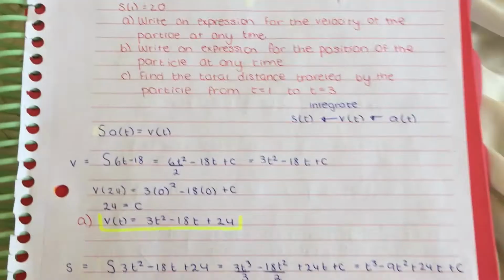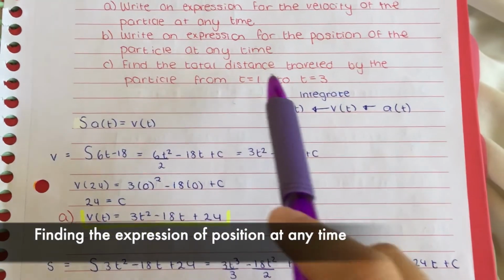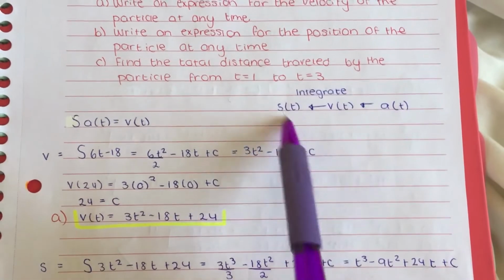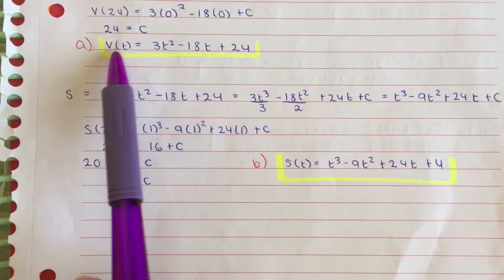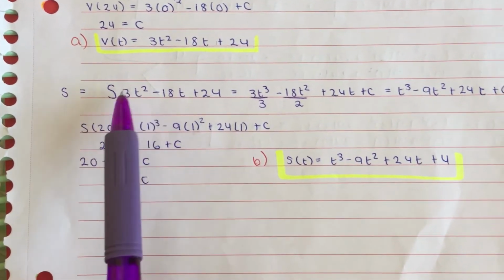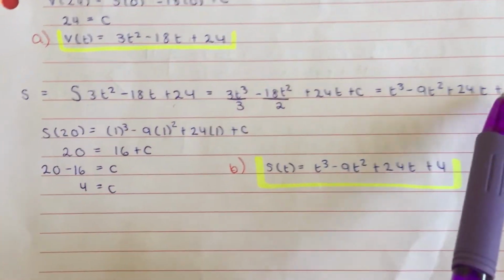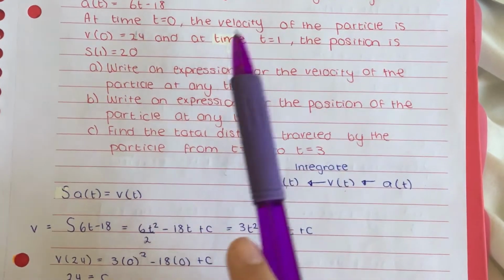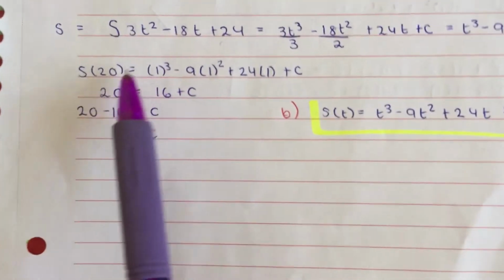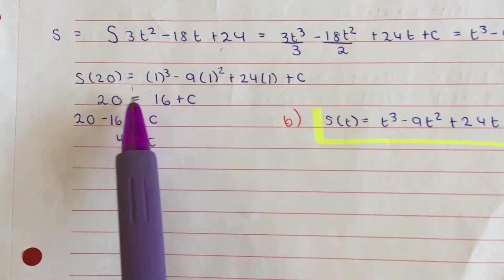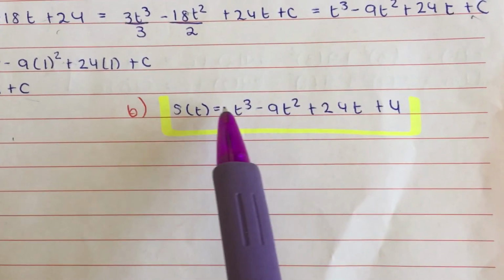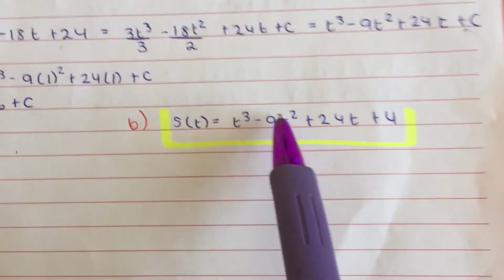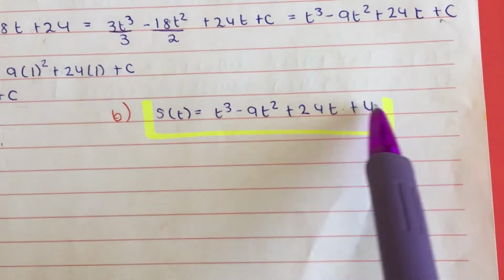Now on letter B we need to do the same as letter A, but we need to find the position. So we remember this, that integrating velocity we get position. So we need to integrate the expression of velocity. In order to get position, we integrate, we simplify, and then we substitute what the problem tells us, that the position is 20 when time is 1. So we substitute those values and we get that 4 is equal to c. So now we have our expression, which is t cubed minus 9t squared plus 24t plus 4.